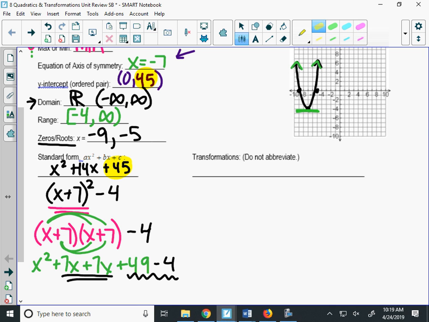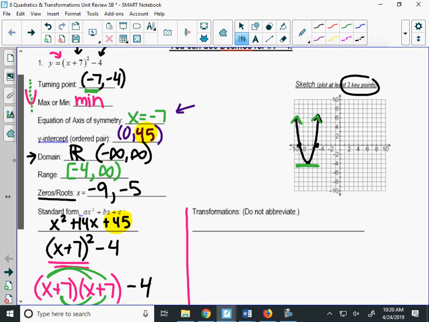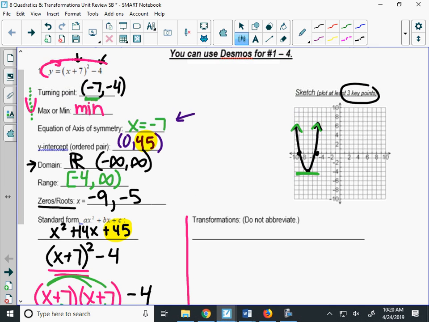Alright, transformations here. Get those from vertex form. So when I look back up at my vertex form, right up here, the plus 7 inside the parentheses means your graph went left 7 units, and then -4 on the outside meant it went down 4, which I can see. My vertex is usually at 0, 0, and it's at -7, -4. It would be left and down.